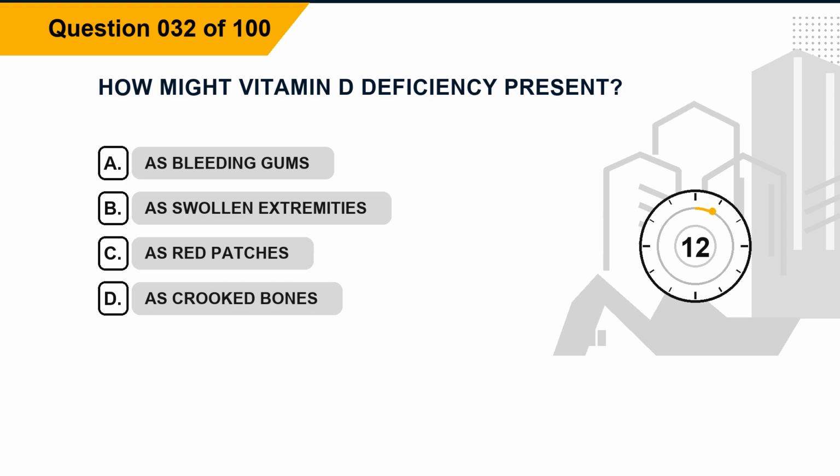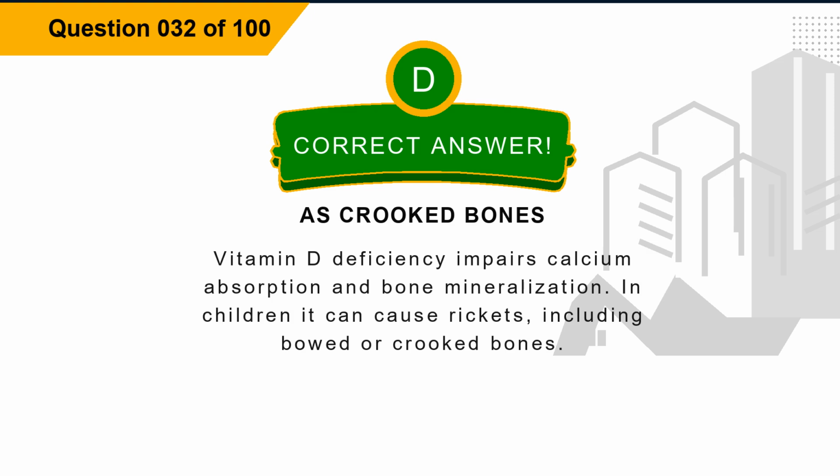Question 32. How might vitamin D deficiency present? Option A, as bleeding gums. Option B, as swollen extremities. Option C, as red patches. Option D, as crooked bones. The correct answer is option D, as crooked bones.